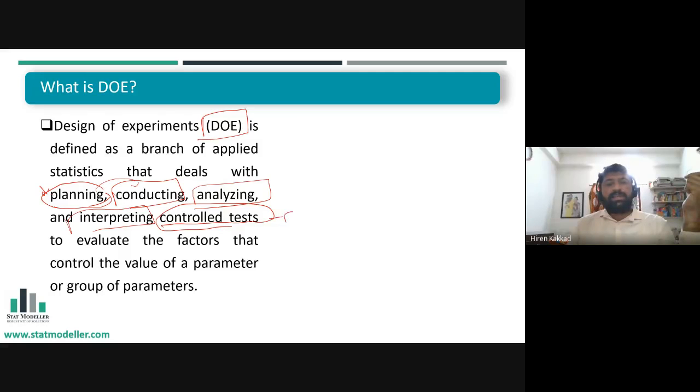Now, controlled tests are nothing but the experiments to evaluate the factors, right? Factors are nothing but your input variables that control the value of parameters. Here, parameter is a standard definition, which is why they use the term parameter. I didn't change the definition.